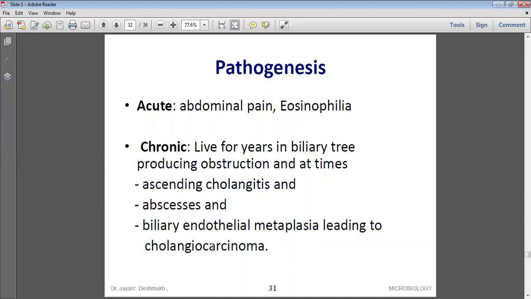And in the urinary bladder, Schistosoma haematobium. These two are important questions for MCQ. Cholangiocarcinoma is mostly caused by Clonorchis sinensis infection in human beings.